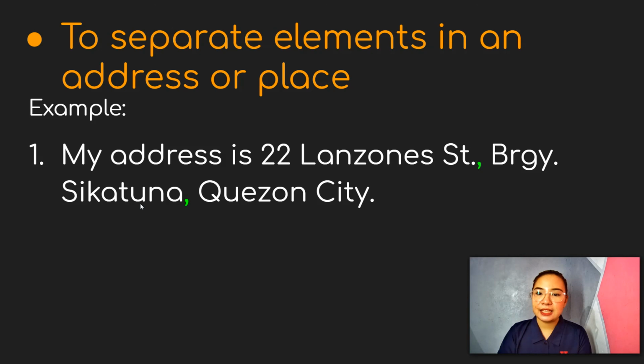For the next, it is to separate elements in an address or place. For example, my address is 22 Lanzones Street, Barangay Sikatuna, Quezon City. For this one, we have two commas. The first comma is used to separate the street from the barangay and the barangay from the city.